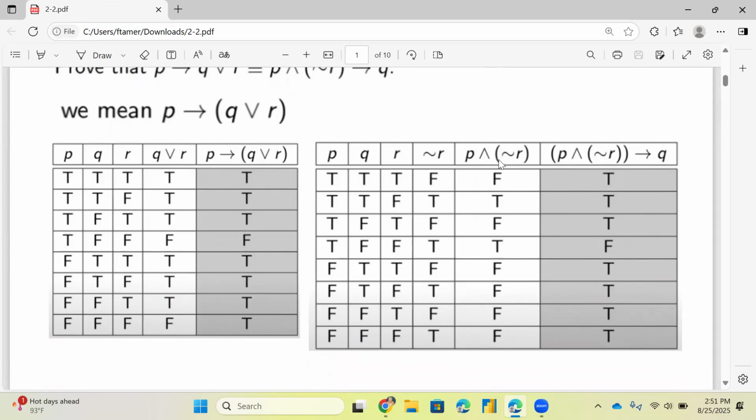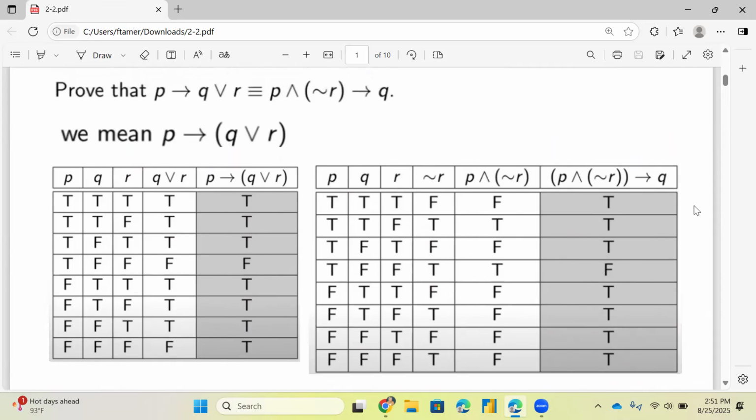So if you look at the true and false for P and not R, P and not R only becomes true whenever both of them are true. So P and not R, this is P, this is not R. Both of them are true on this line. Both of them are true on this line. And that's all for the hypothesis section.